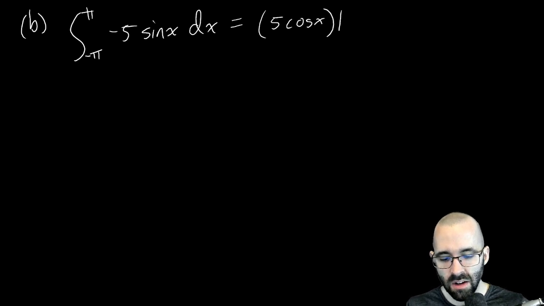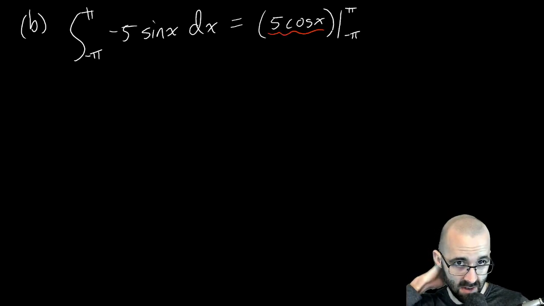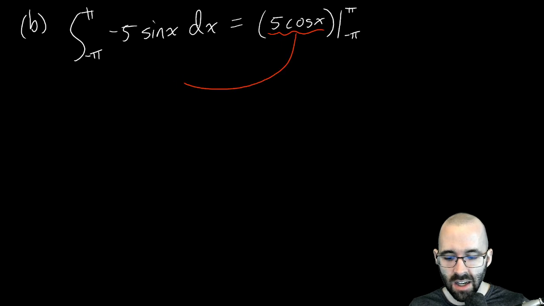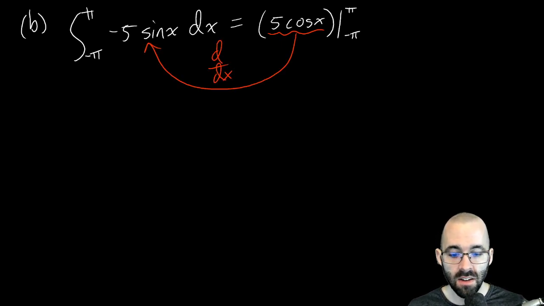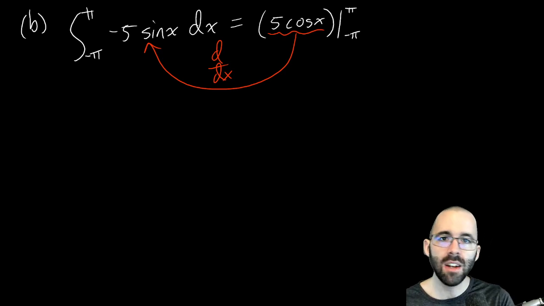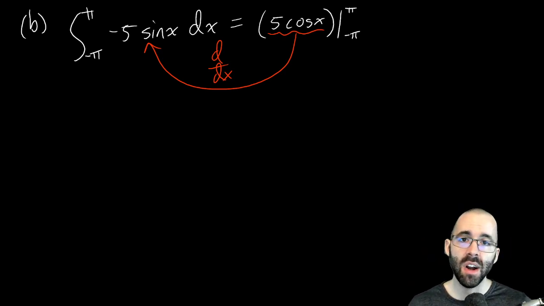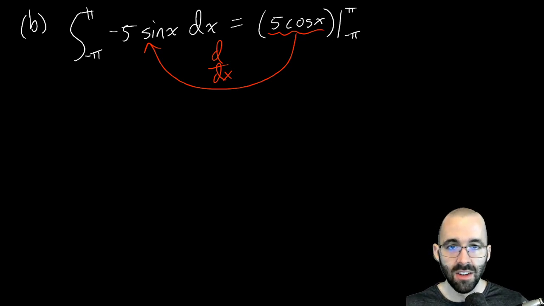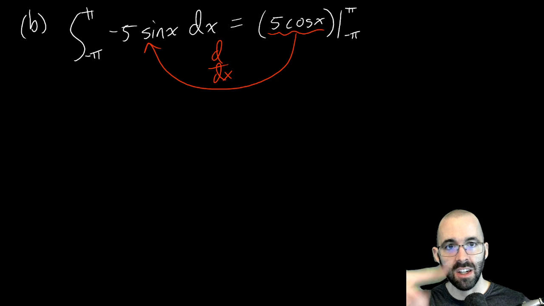And especially with these trig functions, I'd really recommend you check, right? When you take the antiderivative, you can check by taking the derivative, and hopefully you can go backwards. If we take the derivative of 5 cosine of x, we should get negative 5 sine of x, which we do. So anytime you're taking a derivative, it's really good practice, especially on quizzes and tests, to make sure that you can go backwards.